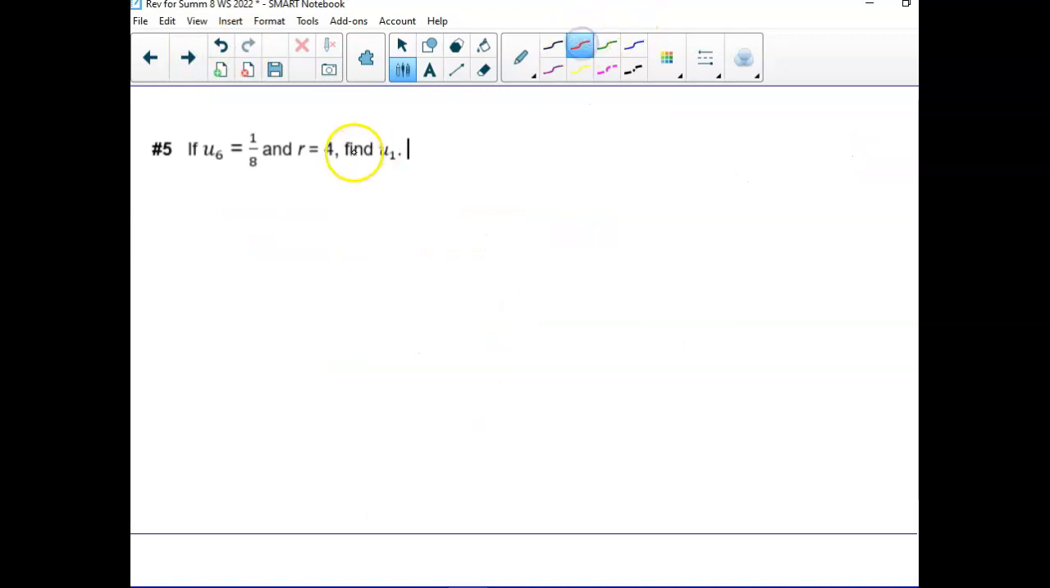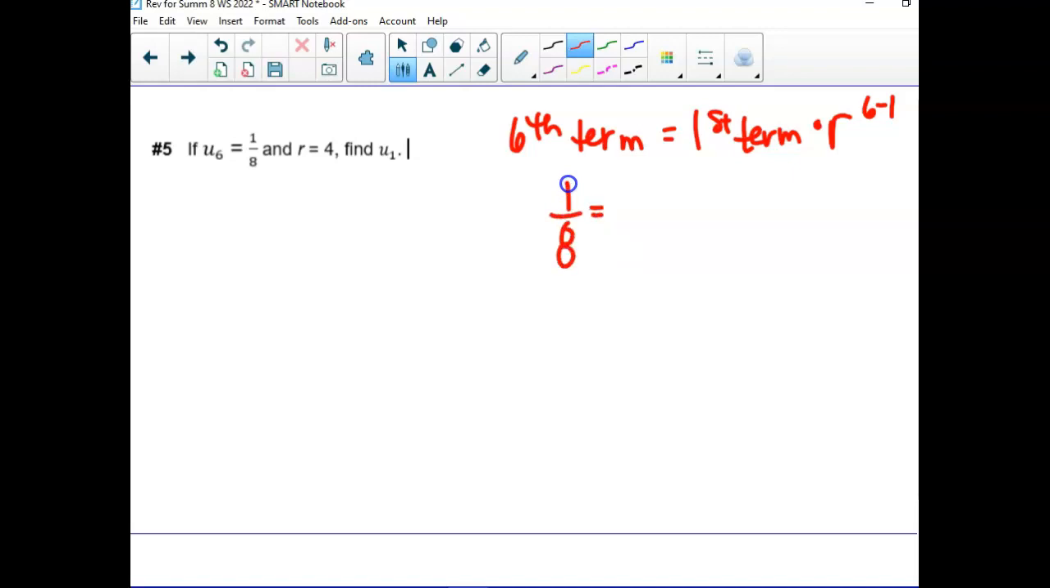Okay, one more. This one says work backwards and find the 1st term. So again, the 6th term is the 1st term times what? r to the 6 minus 1. And we know the 6th term is 1/8. And this time we know r is 4 to the 6 minus 1. And we're trying to find the 1st term. They called it u sub 1 instead of a sub 1. Doesn't matter to me what you call it. So what are we going to do here?